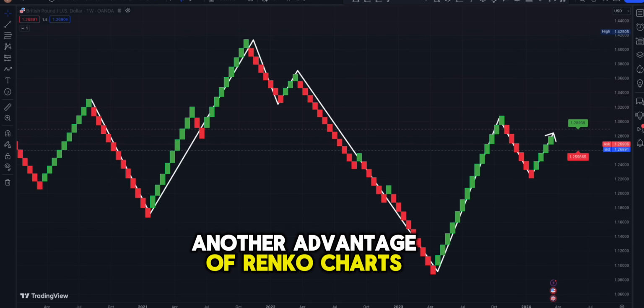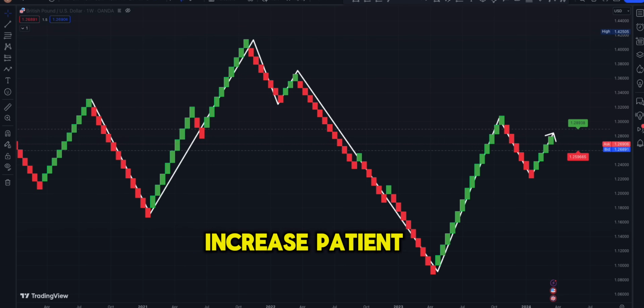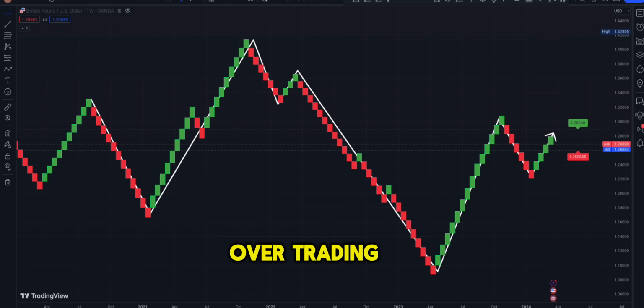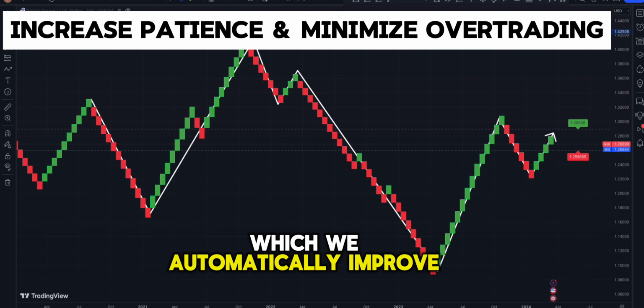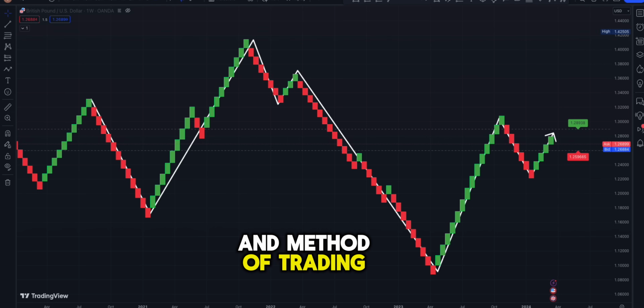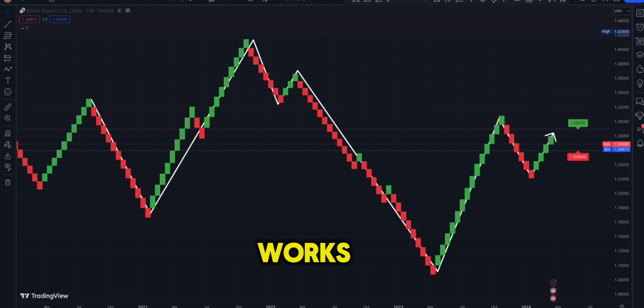Another advantage of renko chart is that it helps traders increase patience and minimize overtrading, which will automatically improve your way and method of trading. Now let me show you how to set up this chart and how the strategy works.